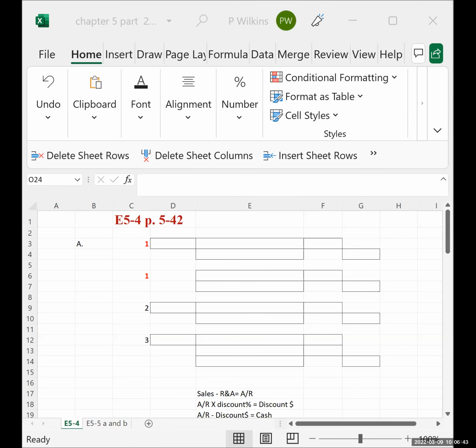Okay, so this one says exercise 5.2, page 542. That's funny, 5.2, 5.42. Exercise, oh, it's not on 5.42. No, it's exercise 5.4, that's why, I was looking at the wrong one. 5.4 on 5.42. Okay, the following transactions are for Alonzo Company, and there's a 1, 2, and 3.